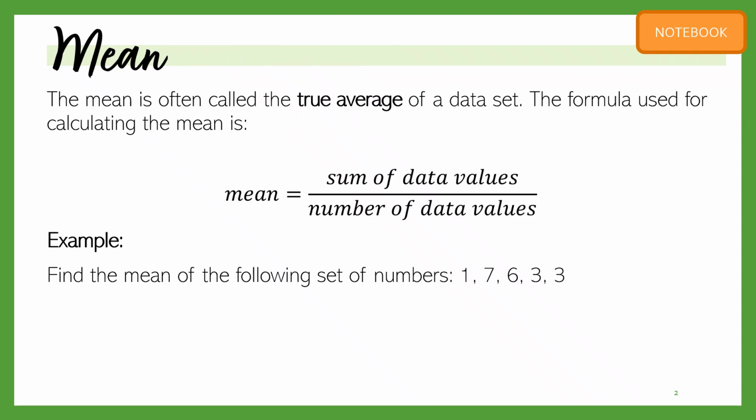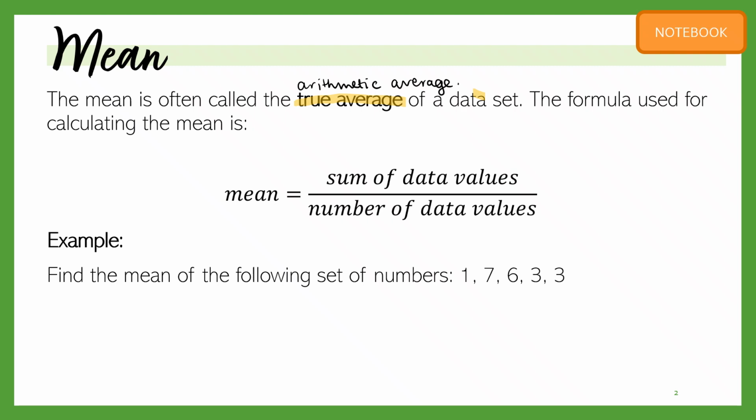Now, the first is the mean, and this is usually called the true average, okay? The reason that it's the true average is because it's the arithmetic average. So we actually consider all the numbers and how to find the central number behind it all. Now, for a mean, the way that we calculate this is to add all of our values together and then divide that by the number of values in the set.